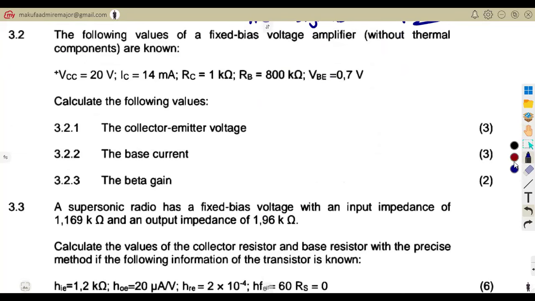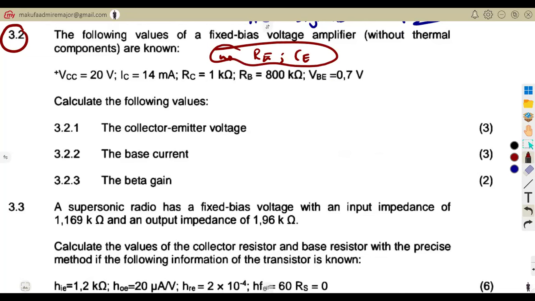I'm not going to talk much. Let's consider the part of our calculation on 3.2, where we are given the following values of a fixed bias voltage amplifier without thermal components. So we do not have those RE, RB components. As you can see on our presentation, we do not have those resistors like RE, the CE that we used to have, even the voltage dividers in this case are not given. We are just referring here to a simple fixed bias common emitter.